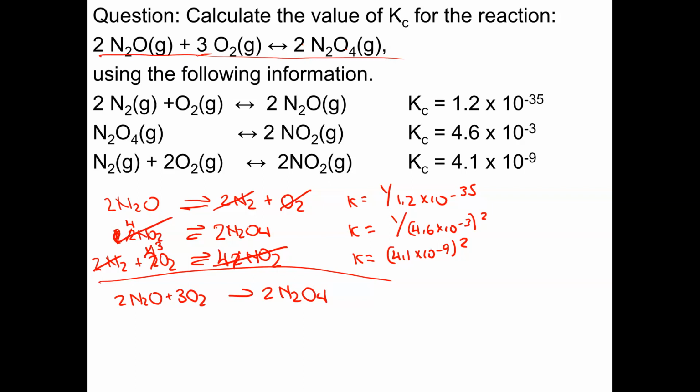And now all you have to do mathematically is do 1 over this, get an answer, 1 over this squared, get an answer, square this, get an answer, and then multiply all 3 of those together, and you get your final value. So you can play with that in your calculator to make sure you understand it.